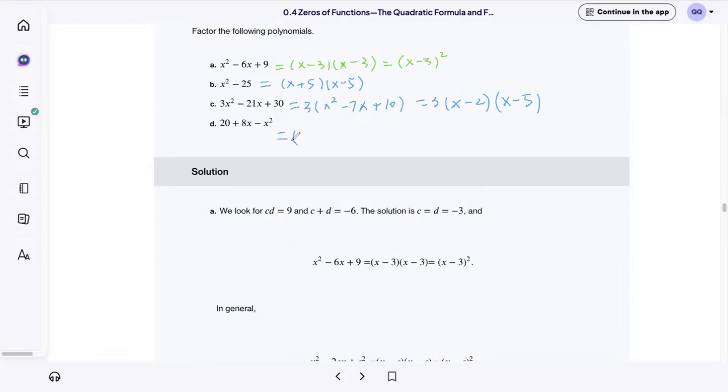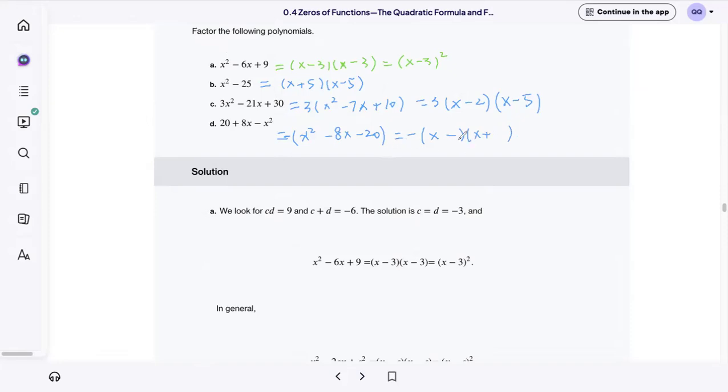And for this one, same thing, even though the order is different, so we need to think about the two numbers. Or maybe we'll factor out the negative sign. Let's factor out the negative sign. So then x squared minus 8x minus 20. Then we think about two numbers. One is negative, one is positive. I multiply those two, get negative 20. Add these two, get negative 8.